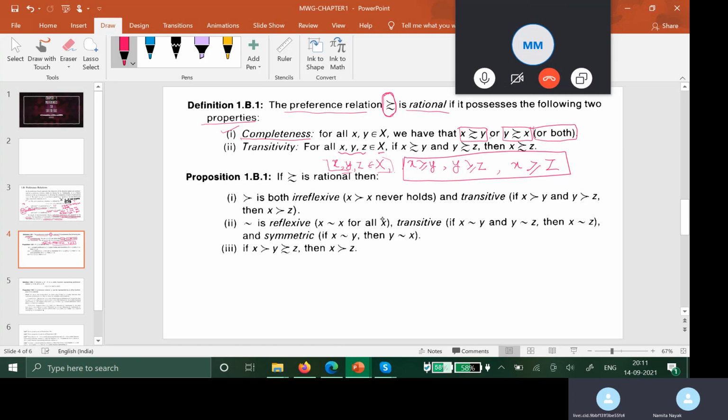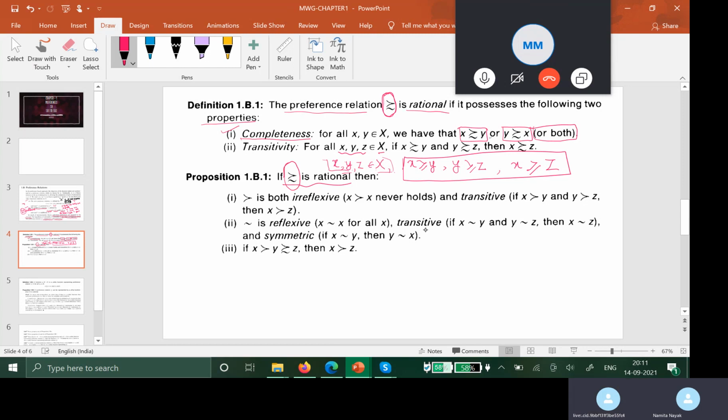Understood this one? Now we got to know that a preference relation is rational if it possesses two properties. That is about the preference relation. Now we are going to the preference relation indirectly, and we want to know, if the preference relation is rational, what is happening to the strict preference and the indifference. What is this notation? It means preference relation.